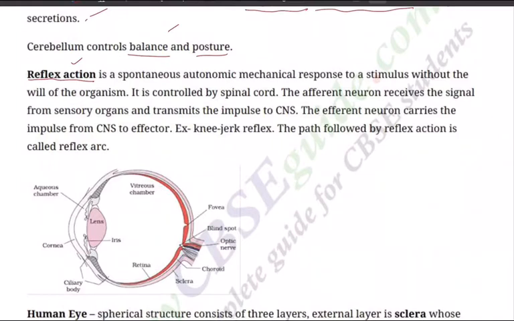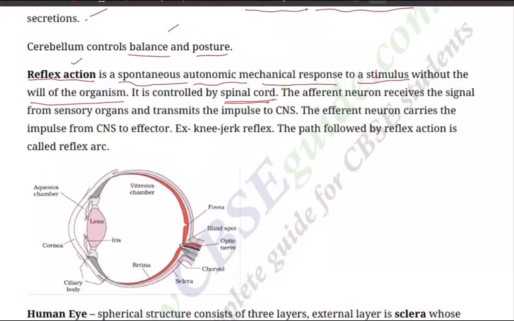Hence, one has to be very careful. And reflex action is so fast, so quick. The reason is simple: the brain is not involved. The communication processing does not reach the brain. Otherwise the brain would analyze whether it is good or bad, where it originated, whether the stimulus is external or internal, and by that time damage would be done. So only in reflex action there is no involvement of the brain. It is only the backbone. So it is spontaneous. Look at that: it's a spontaneous, autonomic, mechanical response to a stimulus without the will of the organism. This is what it is.